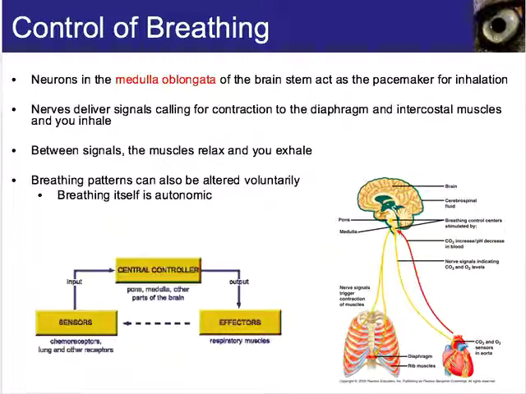So breathing patterns can also be altered voluntarily. If you guys do any yoga or any type of self-care that involves breathing exercises, you know that you can control your breathing. And my athletes in this course know that as well. So please know that the part of the brain that controls your breathing is the medulla oblongata.